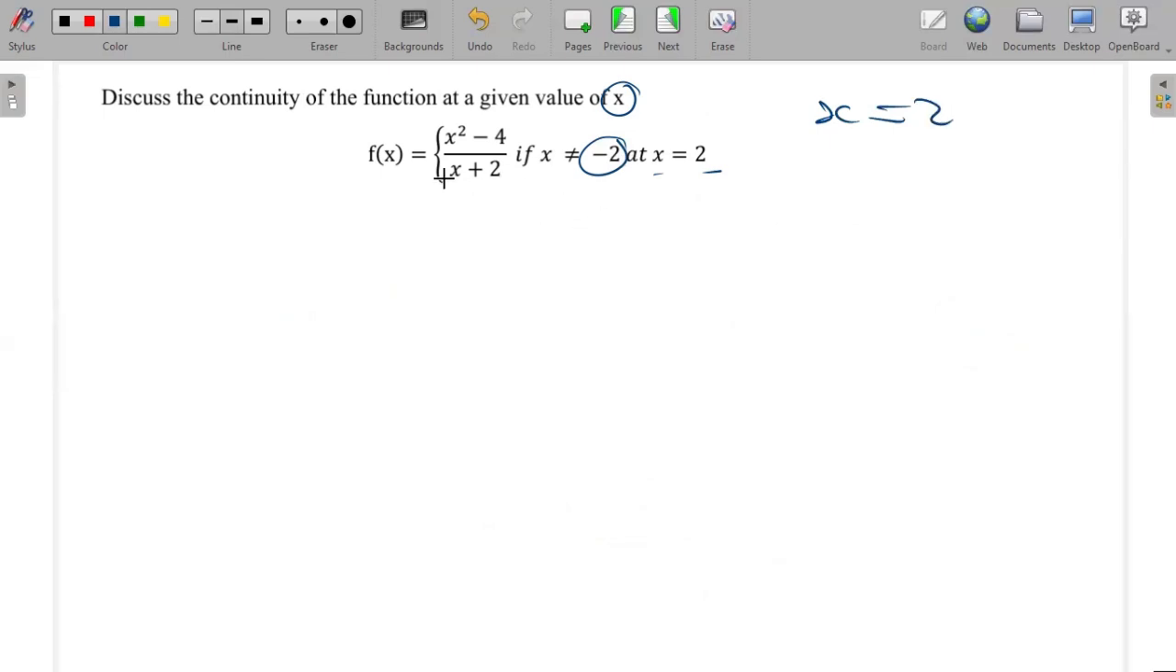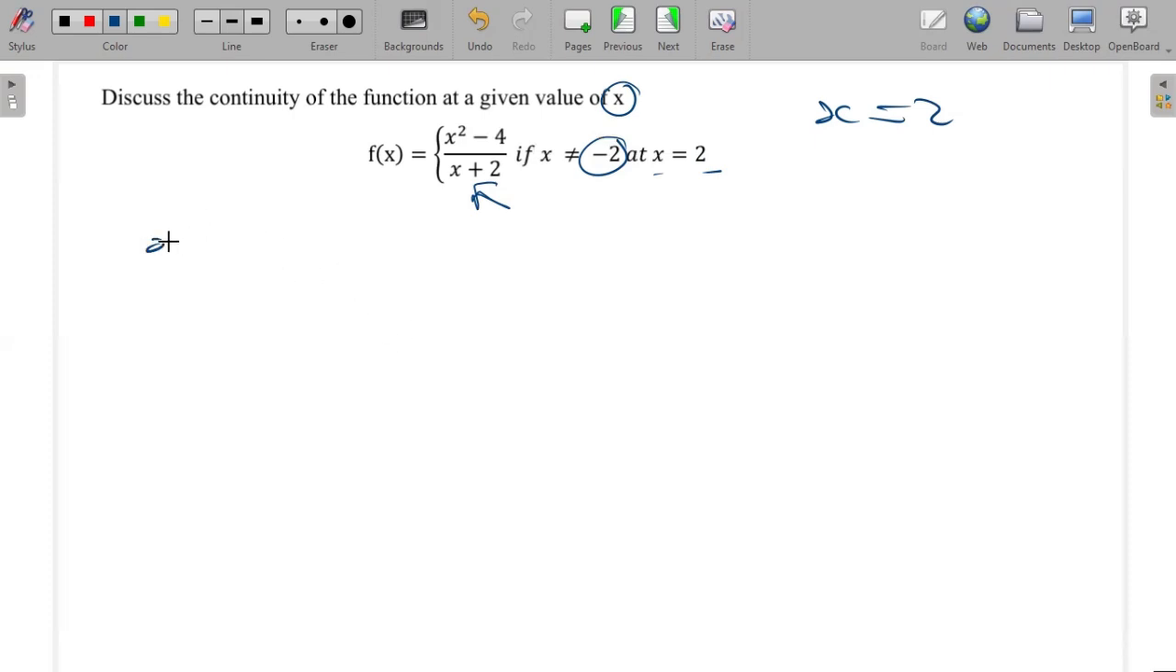And then they're telling us that x should not be equal to -2. This function x is not going to be equal to -2. Why? Because here you would get a 0. If you get a 0, then it will be discontinuous at that point, because you don't want to get a 0. So how are you going to check the continuity here?